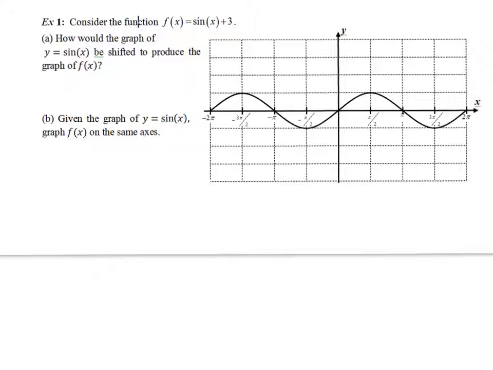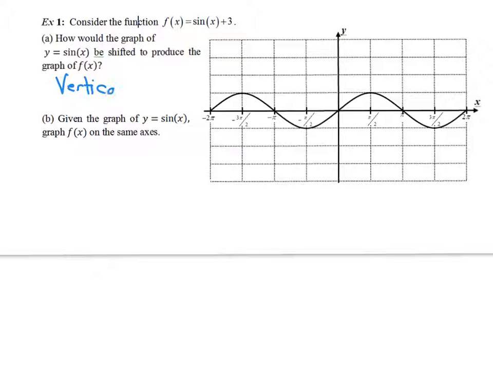So let's look at example number 1. We're starting with the function y equals sine of x. And we're going to consider the function f of x equals the sine of x plus 3. We want to know what would happen to the graph of y equals sine of x to produce the graph of f of x. And yes, we know that this is going to be a vertical shift.